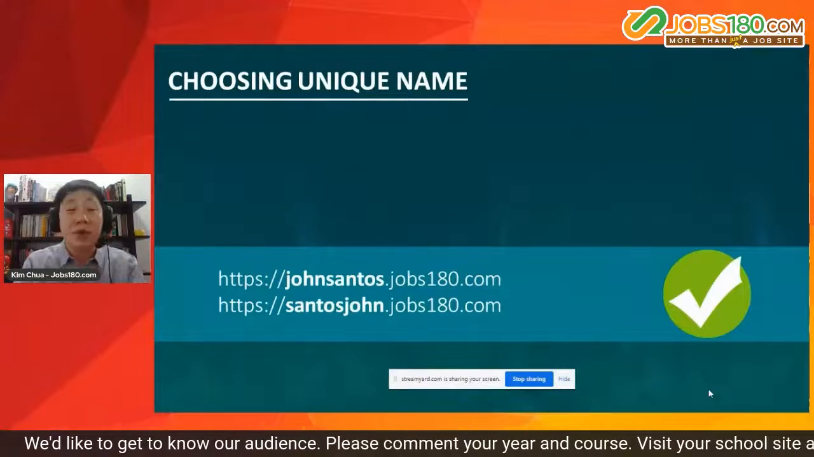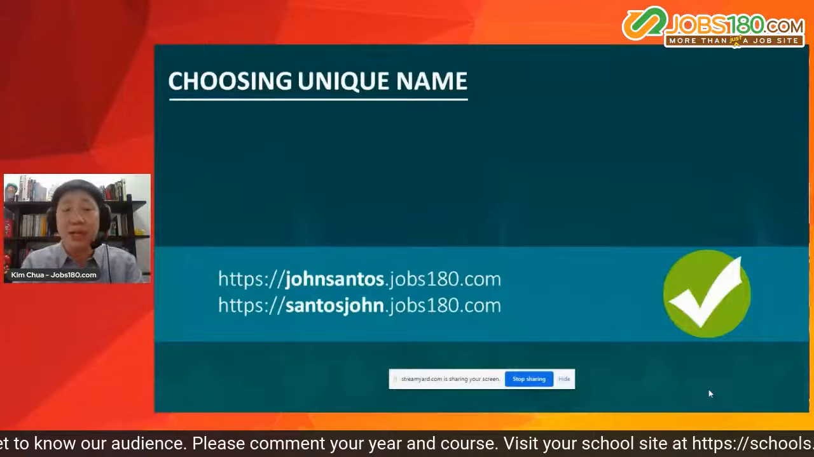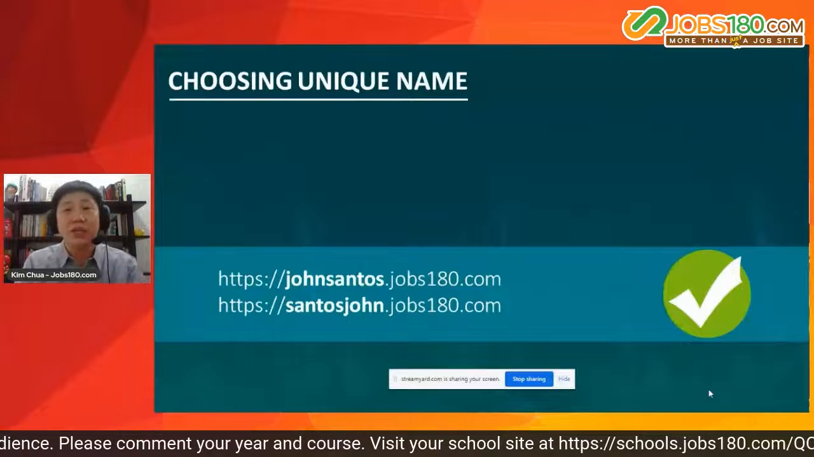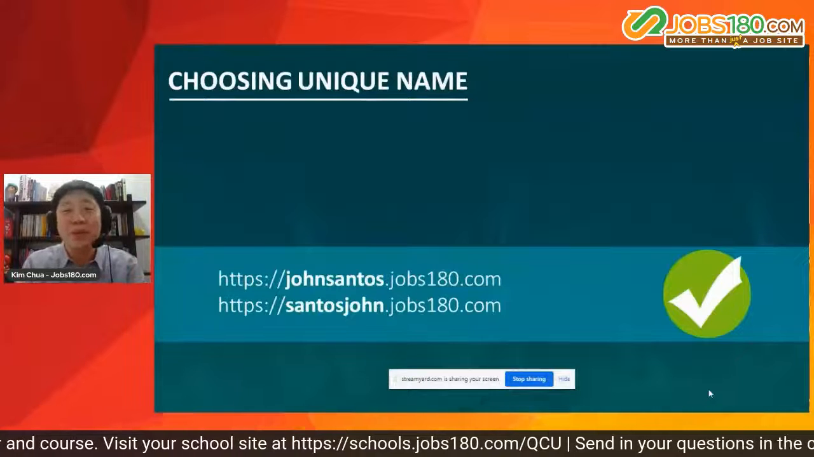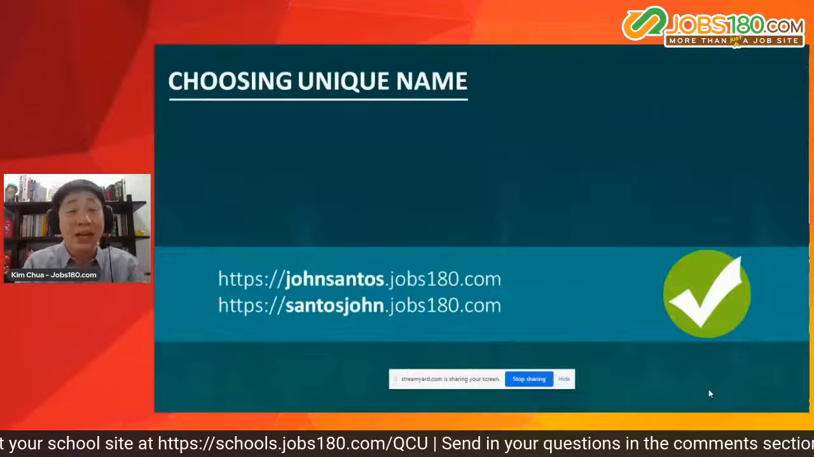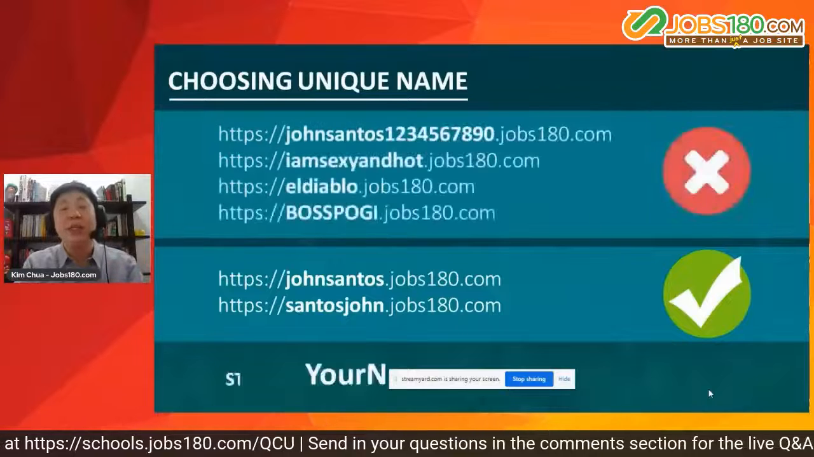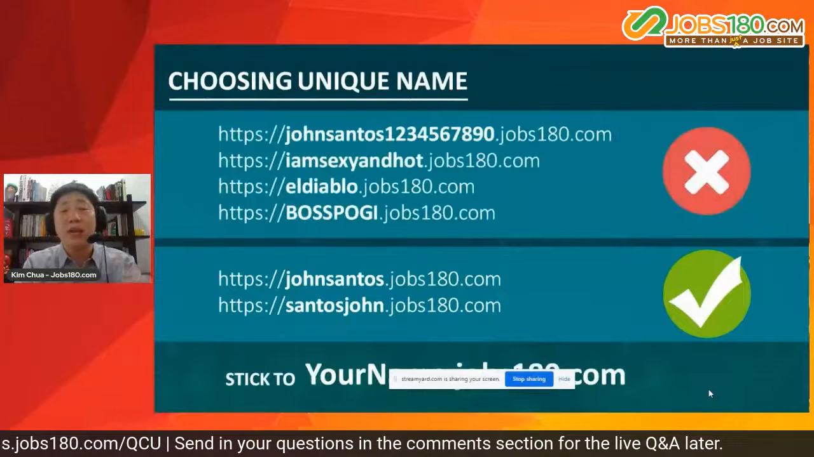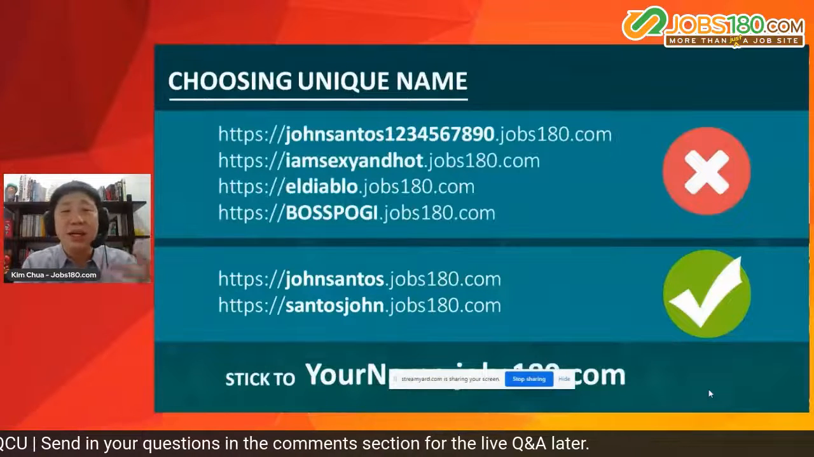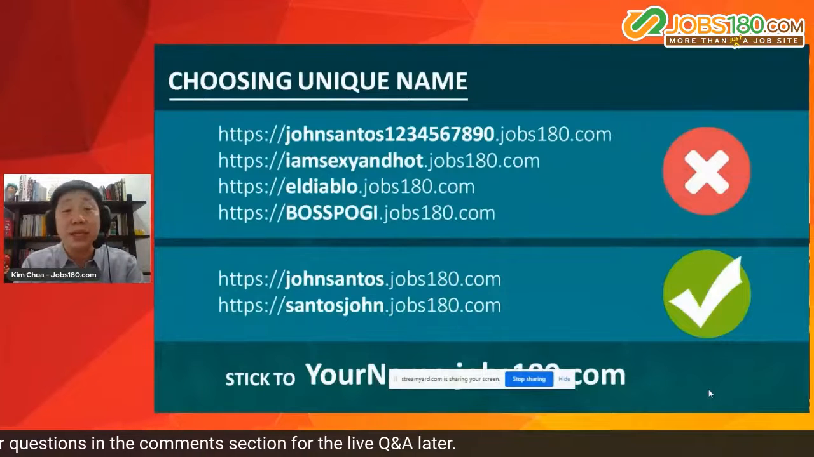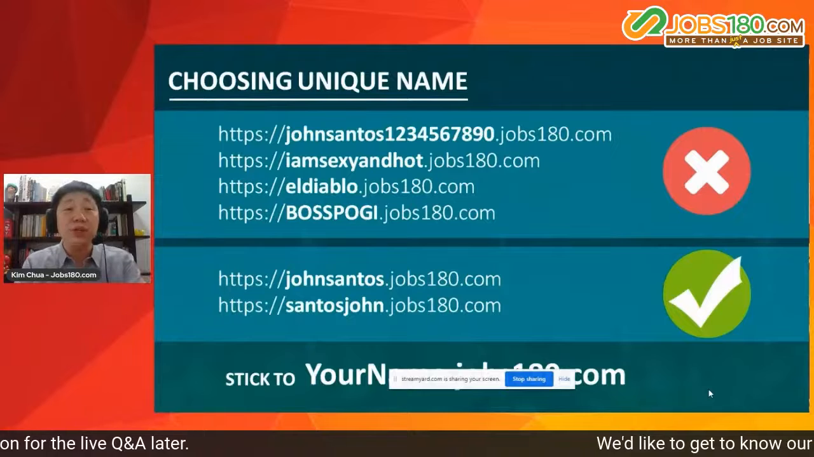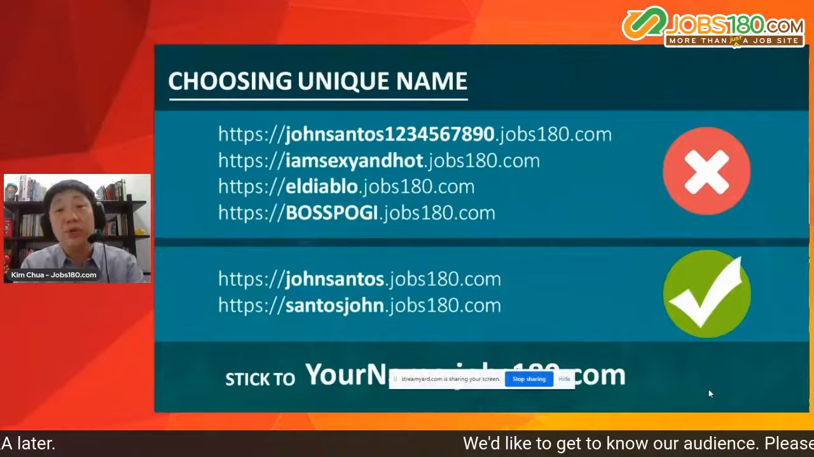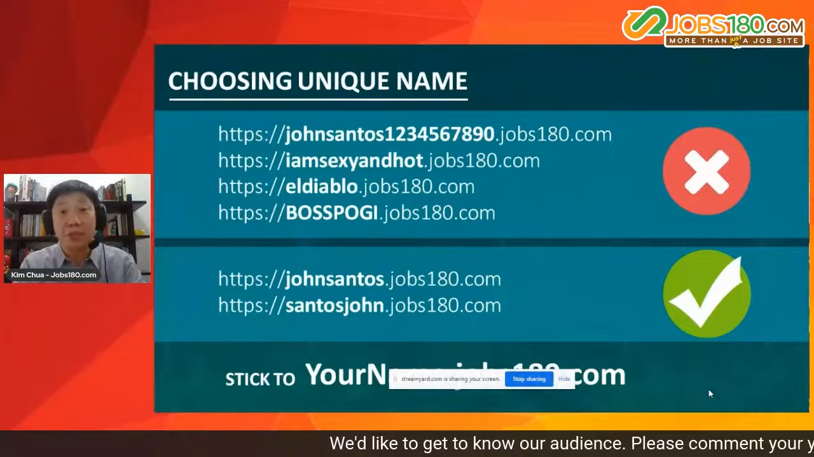Pwede mo gawin, baliktarin mo, gawin mo santosjohn.jobs180.com o kaya J Santos o kaya Santos J o kaya JS o kaya SJ. Depende kung ano gusto mo gawin. Basta importante, wala kang kapangalan. Okay, wala kang kapareho. Now, when you do this, huwag kayong OA. Do not create yung mga ganong klaseng over-creative na mga resume link because it doesn't look professional. Imagine submitting to a company with your resume link that says eljablo.jobs180.com. Hindi yan mukhang professional.